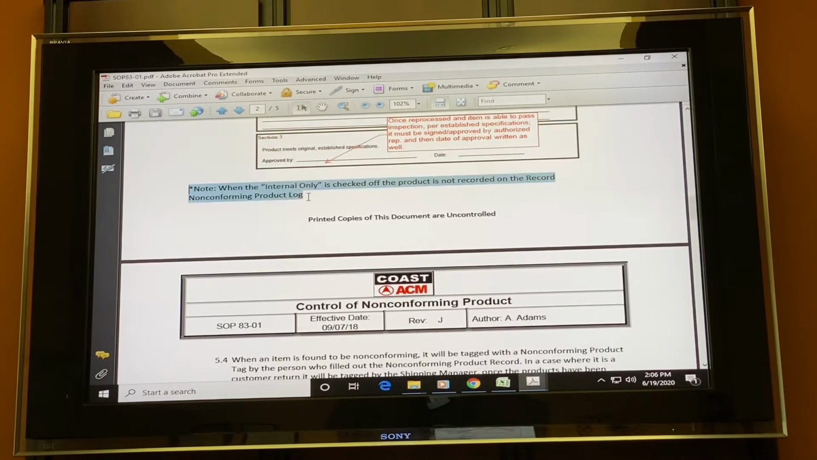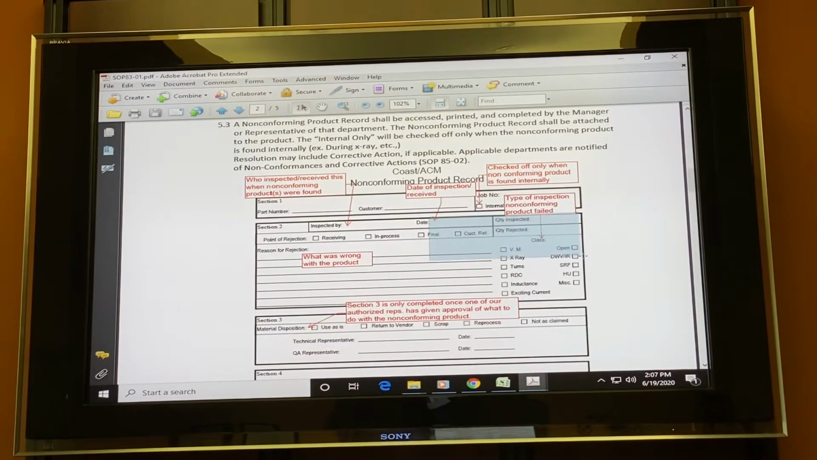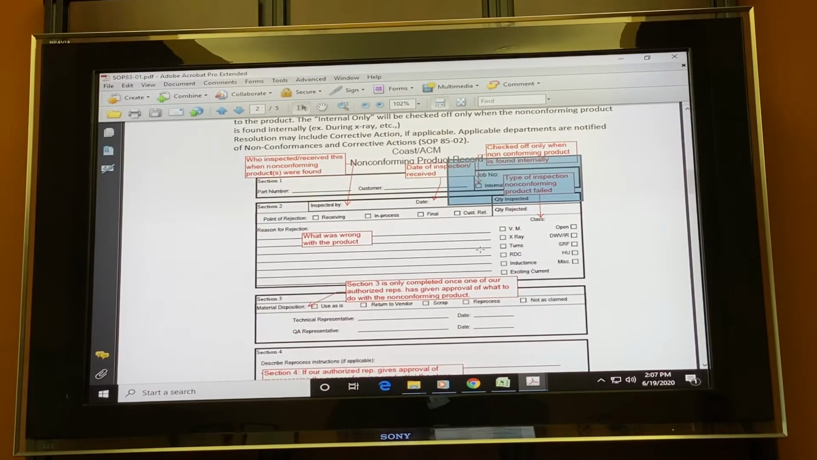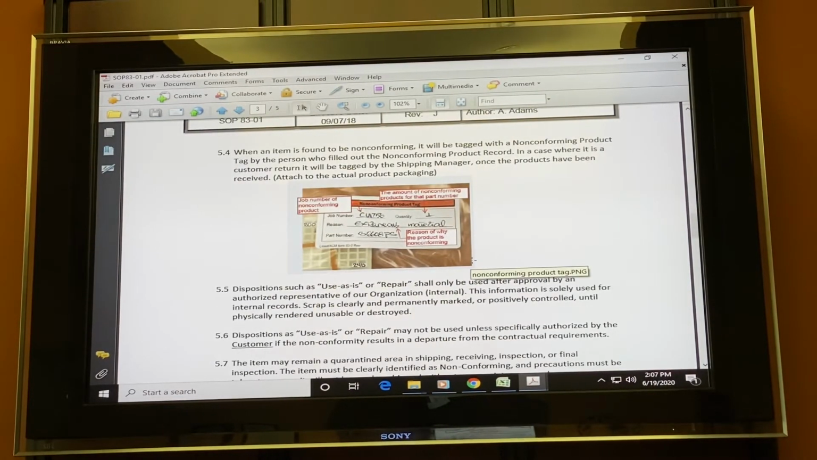So note, when the internal only box is checked off, the product is not recorded on the non-conforming product log. That's really important. So whenever it's a customer return, it'll go on the non-conforming product log. But if you ever see this checked off, which most of the non-conforming product is, internal only, you don't need to put it on the log. You guys have any questions on that part right there? No? Okay. Any questions so far on anything else?